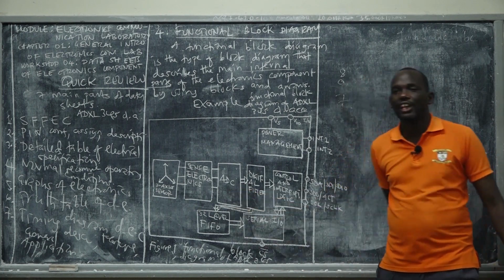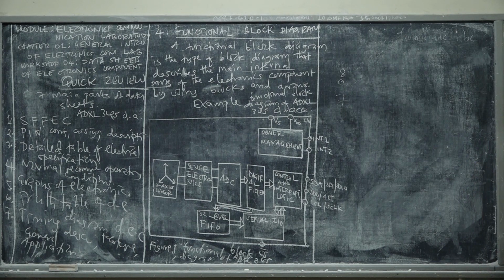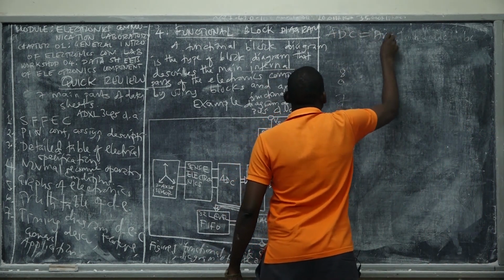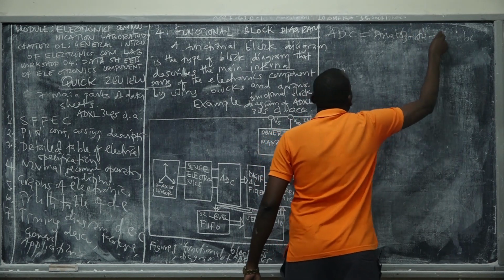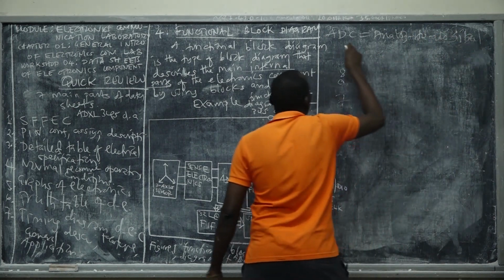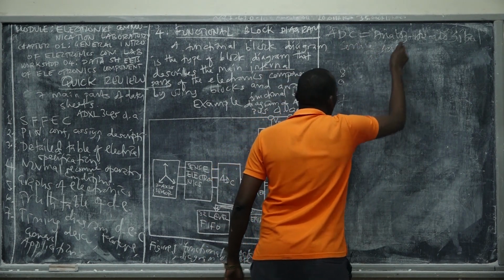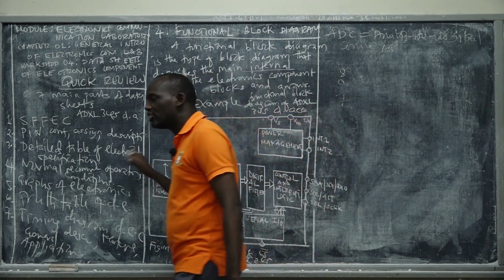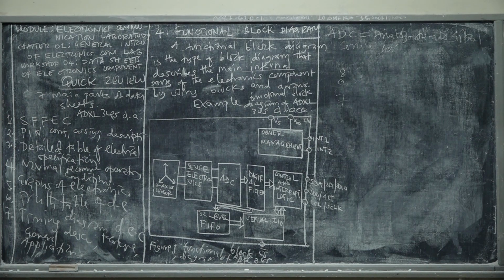Then we have ADC. Say ADC. ADC is an abbreviation of analog to digital converter. Write it. ADC is an abbreviation of analog to digital converter. Its main function: remember that the part which interfaces with the real world environment gives us an electrical signal which is analog. It will give us the analog electrical signal.